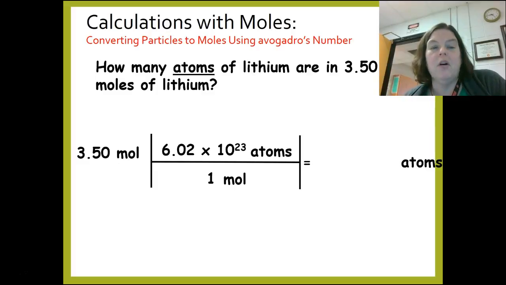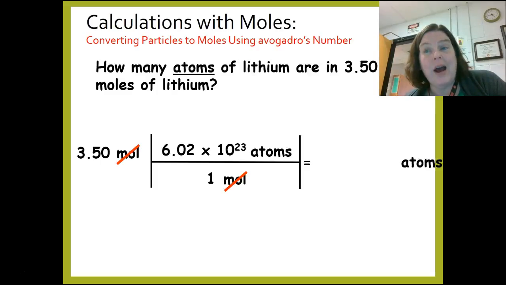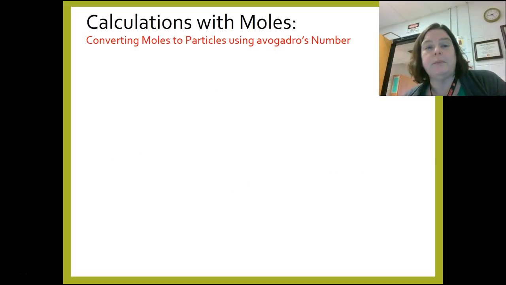Okay. So moles are going to cancel out by design. I wanted them to cancel out. I made sure that they canceled out, and now it's just a problem. 3.50 times 6.02 times 10 to the 23rd. Make sure you put that in your calculator right. If you don't know how, ask. I will help you with that one time at least, okay? Divided by 1, and I get an answer of 2.11 times 10 to the 24th atoms of lithium. Pretty simple. Let's try another one.